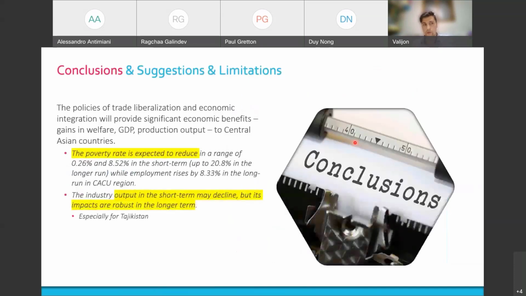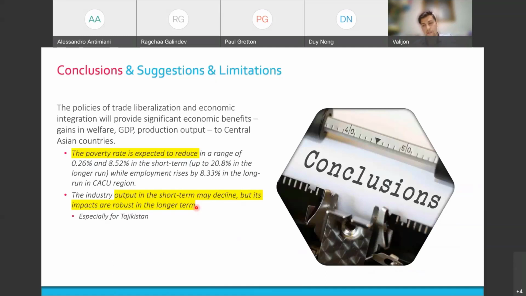So as a conclusion, the policy of trade liberalization and economic integration will provide significant economic benefits to the Central Asian countries, like GDP, welfare, and production output. And you saw that poverty was also reduced, and employment increased because of the integration into the world economy. Industrial output in the short term may decline in all countries somehow, but the impacts are robust in the longer term. Especially this is true for Tajikistan.